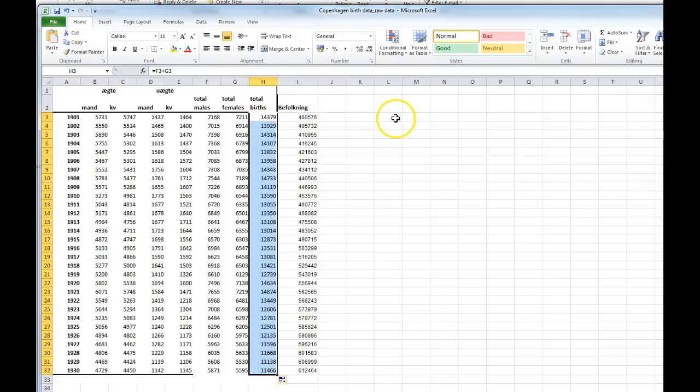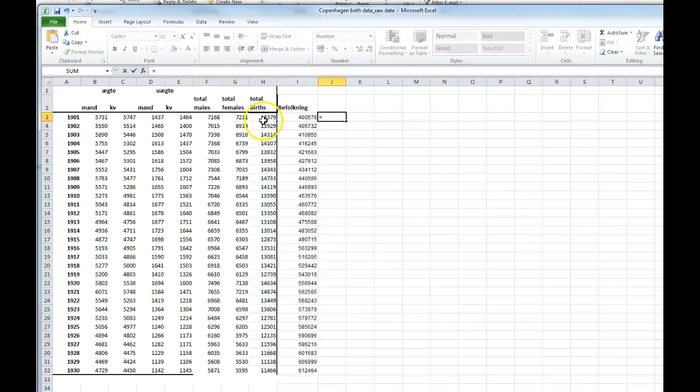And doing a birth rate is very simple. We just need to divide the births by the population. So we just say equal, we put the cell for births, we divide. Remember, there's this slash, and then we put the population. And of course, we get a really weird number, 0.04. So that's not what we want.